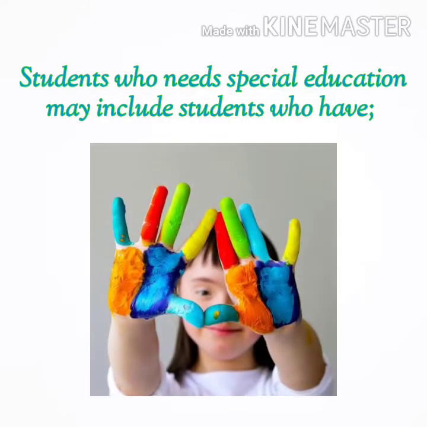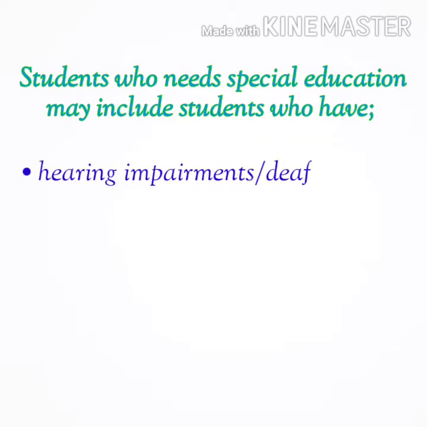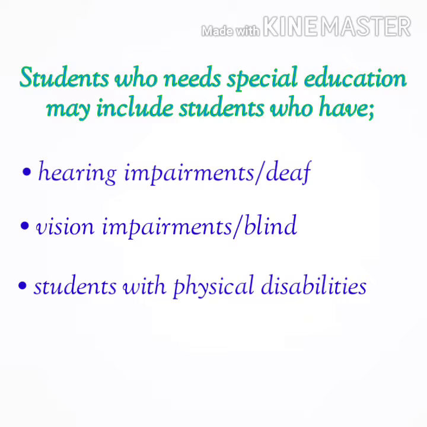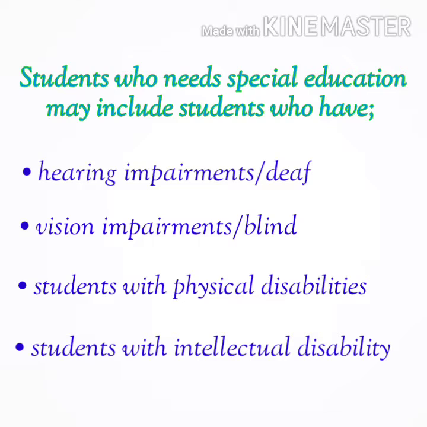So, students who need special education may include students who have the following. First is the hearing impairment or are deaf, so bungol. Then students have vision impairment or are blind, so buta. Students with physical disabilities, so they are students nga dili kalakaw or naka-wheelchair or naay physical disabilities. The next is students with intellectual disabilities. So, mao ni siya mga students nga adunay something sa iyang pangisip.